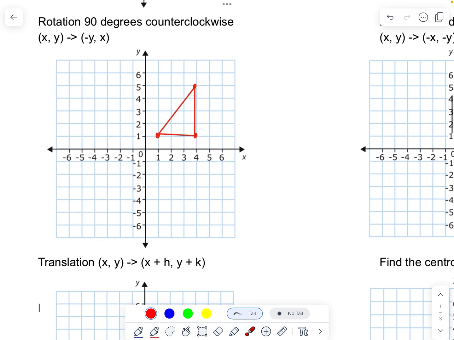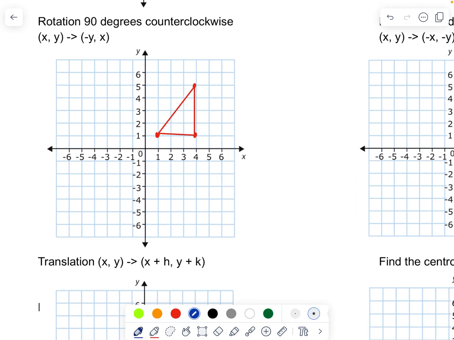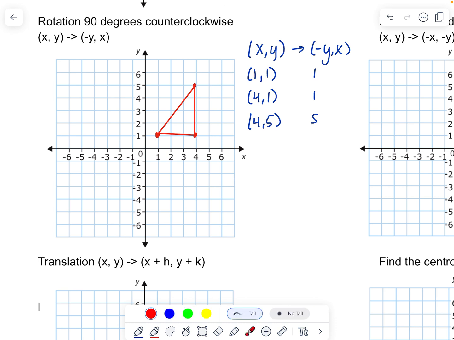Rotation 90 degrees counterclockwise. Pay special attention to this one because it is foundational to perpendiculars. So here we're going to switch the x and the y and make the y negative. So again, my points, I'll write those down. And then what I'm going to do is swap the x and the y. So I'm going to put the y first. These are the y's. And then I'm going to make them negative. And then the x values I'm going to put second. So that's 1, 4, 4.